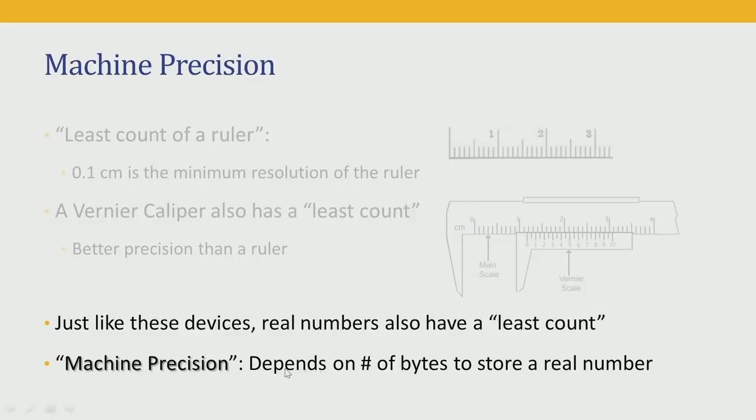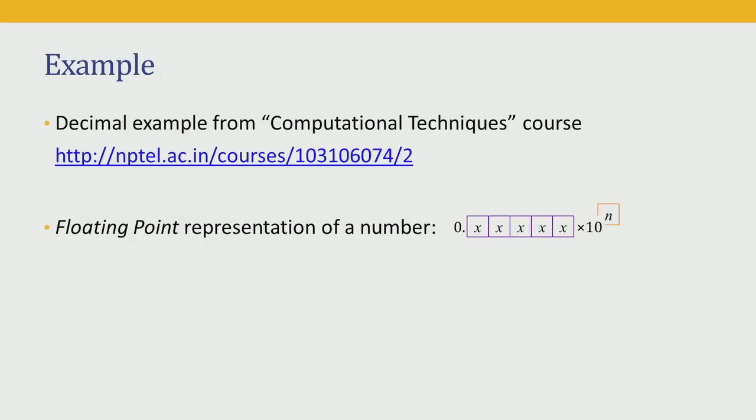Okay. And that least count is dependent on the number of bytes that we use in order to store a real number. So, for example, a standard real number uses 4 bytes, which is basically 32 bits. So, that particular real number has a certain precision. A double precision real number which uses 8 bytes or 64 bits has a better machine precision. Okay. And that representation is based on what is known as the floating point representation of a number.